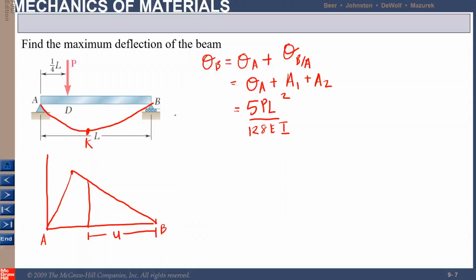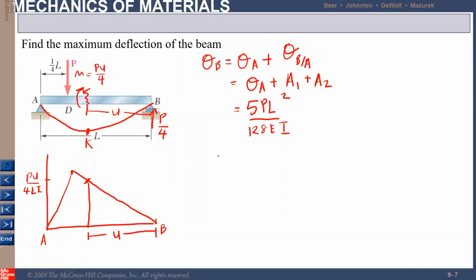Now, we need to solve for the value of area for this part here because we need to find the value of u. If I want to find the moment that is situated here, our reaction here is P over 4 and this is the length of U. If I cut this off, our moment here will be PU over 4. So the length here will be PU over 4 EI, and then we have the length of U.